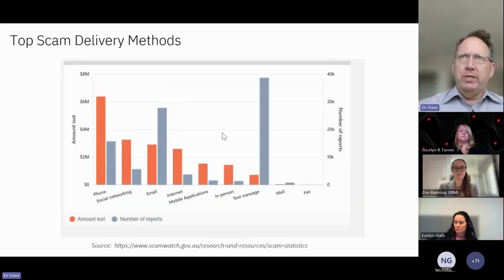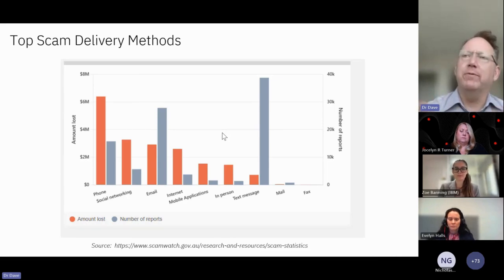If you look at the delivery modes or channels, it depends on the number of reports versus the success, I guess, and the dollars lost. I myself personally probably get a text every day from someone trying to scam me about something, right? You know, from one of the banks, we're having this transaction, or you need to click through here to check something or whatever, right?